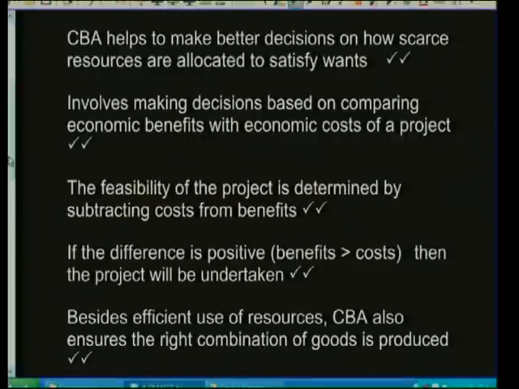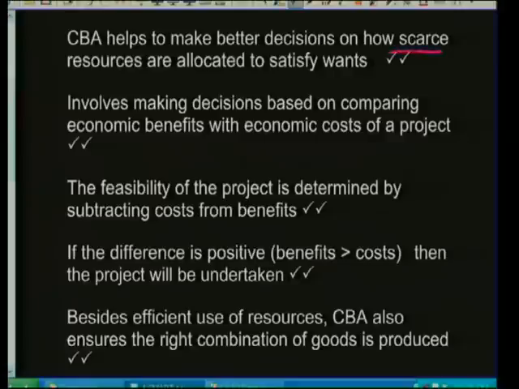Cost-benefit analysis, that's the abbreviation CBA, helps to make better decisions on how scarce resources are allocated to satisfy wants. Because in any situation where you decide to start a business, you have to look at the opportunity cost. In other words, if I decide to produce a certain product, I'm sacrificing possible income on producing something else. So we're looking at, and this is one of the issues with economics, the fact that we have limited resources and unlimited wants. Scarce resources are allocated to satisfy wants. And it helps us to make those decisions.